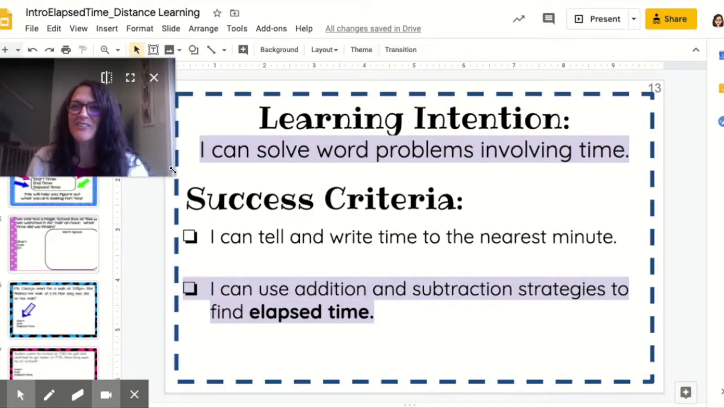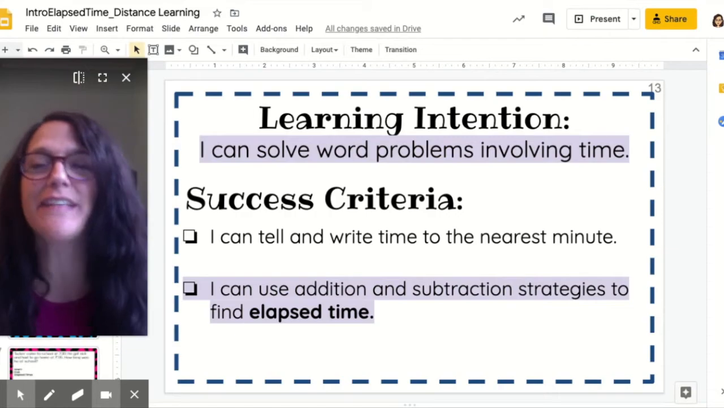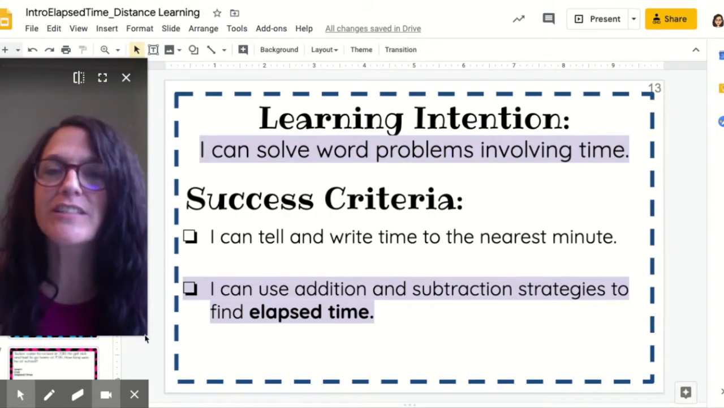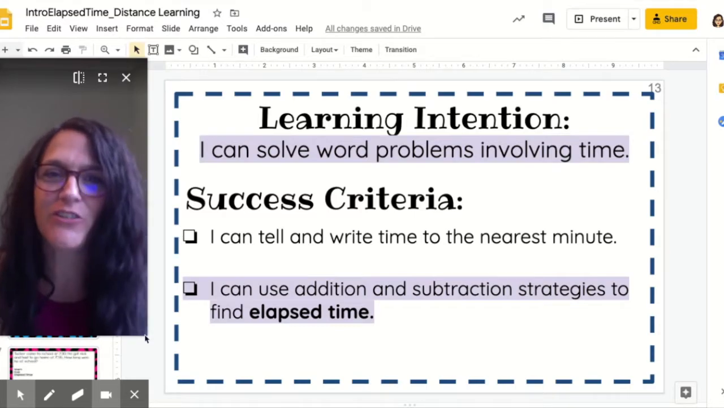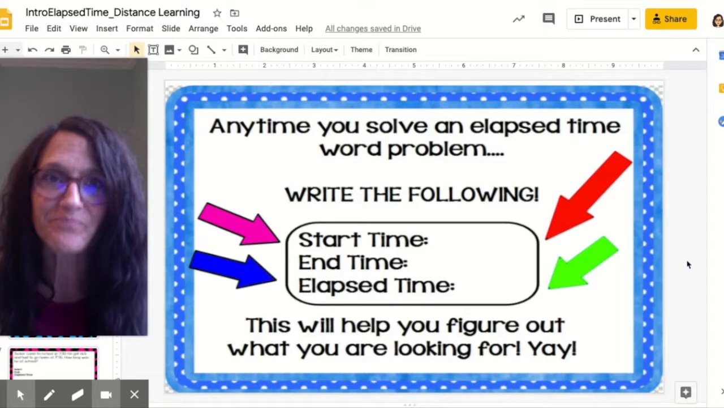Hey, third graders, it's Miss French here. I am back today with day 2 of our first week of elapsed time. Our success criteria is I can use addition and subtraction strategies to find elapsed time.